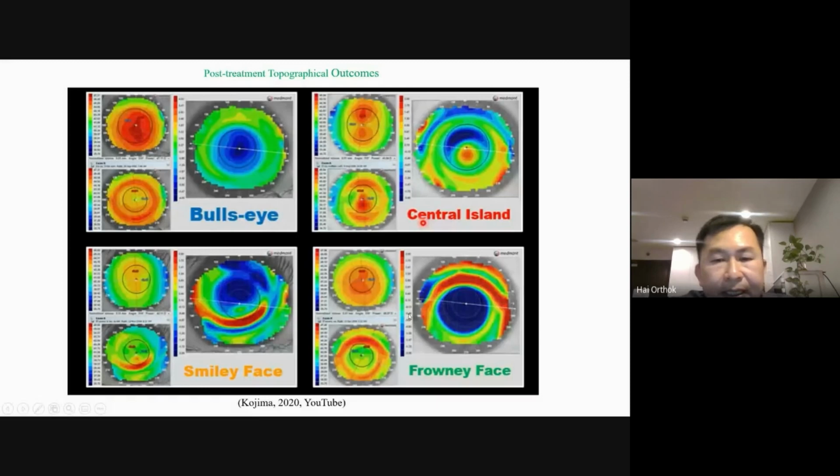This is the topographer from Kojima to review for you. Good fitting: smiling face. Superior decentration: too stiff lens, central island, lens too big, too small, or too vaulting. Brownie face: the lens is inferior decentration because it doesn't have enough toricity or because it's vaulting. So we have to find the problem in order to troubleshoot it.